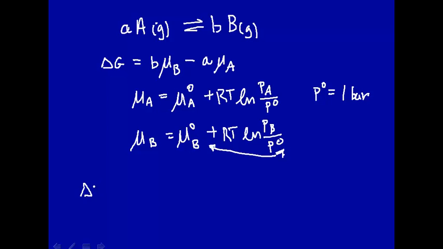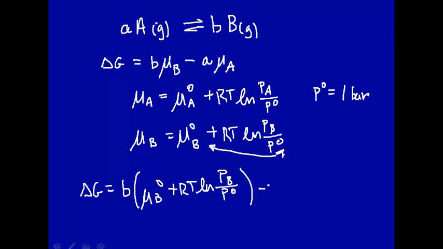So now we're going to write the delta G for the reaction using this. This will be b times the chemical potential of B. There it is, so I'll just write that here. Plus RT times, since this is a gas phase reaction, the natural log of the pressure of B over the standard state pressure, so the pressure of B has to be in bar. Minus a times the chemical potential of A. That's the standard state chemical potential of A, the chemical potential at 1 bar, plus RT times the natural log of PA, the actual pressure of A, because we have an ideal gas.